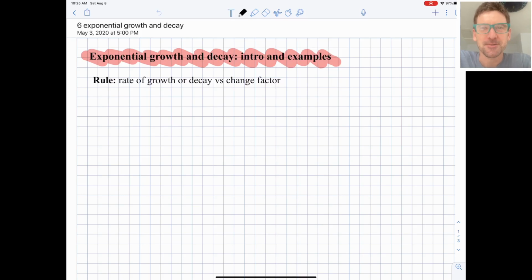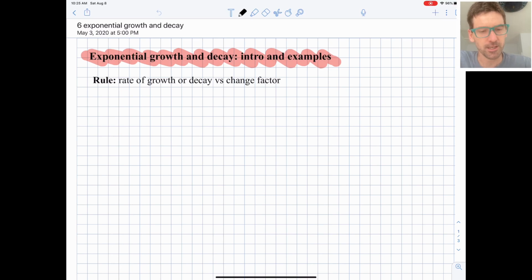All right, we're going to wrap up our work on exponential functions with a couple of videos on exponential growth and decay. Probably one of the most applicable real-world math that you'll work with in Algebra 1. Super, super important to be able to understand. And we'll do an introduction here and then a couple of solved examples.